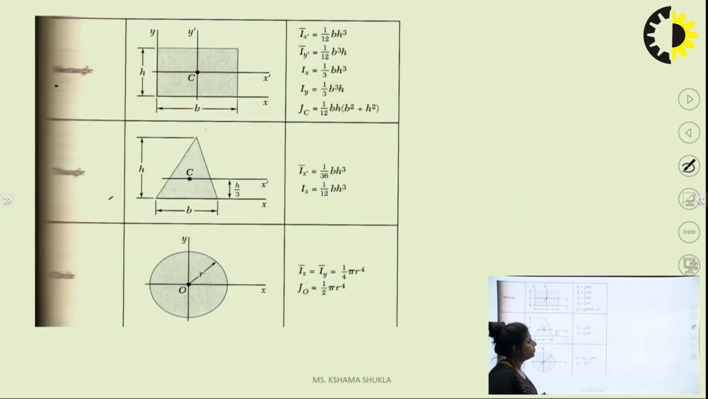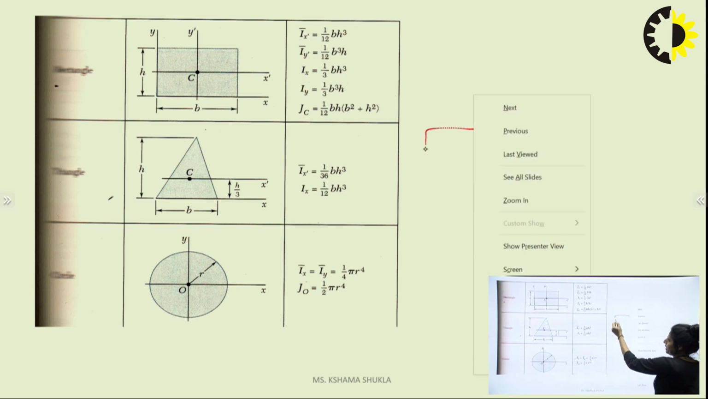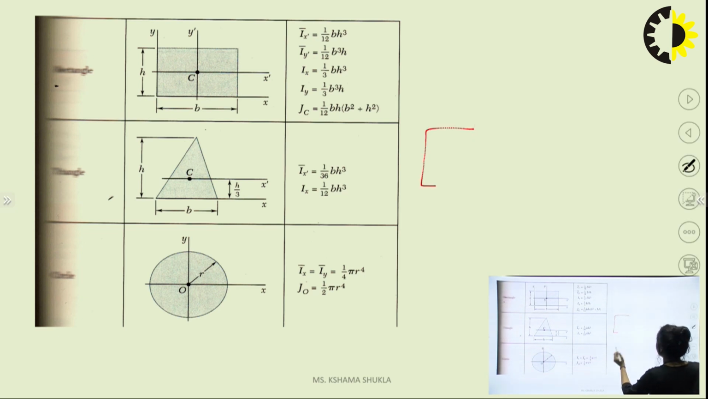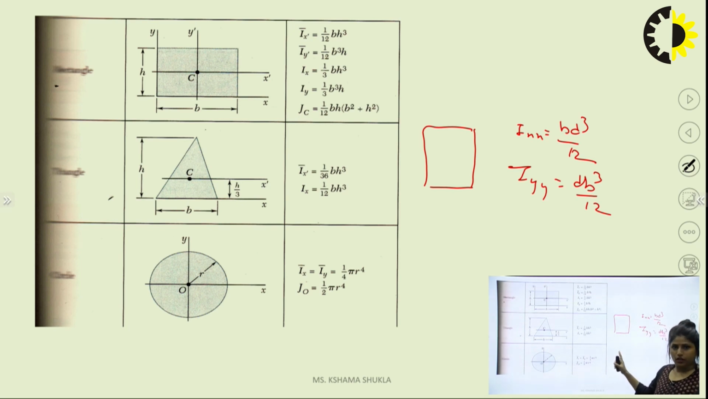Now a few values of moment of inertia are given here. If I need to find the moment of inertia of this rectangular section, the moment of inertia Ixx is simply BD cube by 12 and Iyy is DB cube by 12. These values come from when we find the moment of inertia of this standard section.